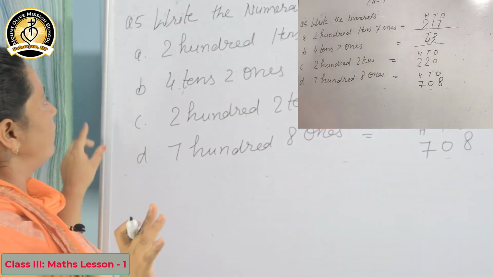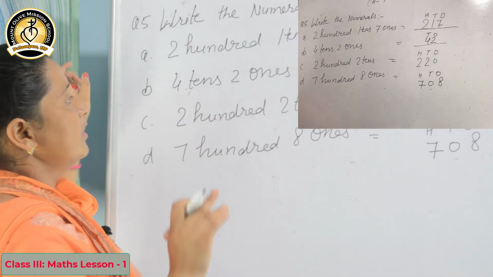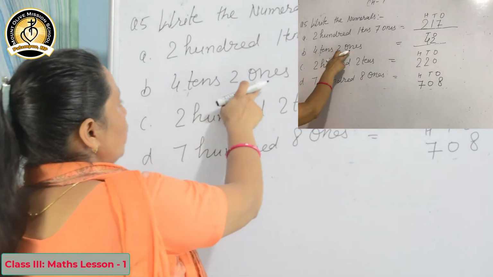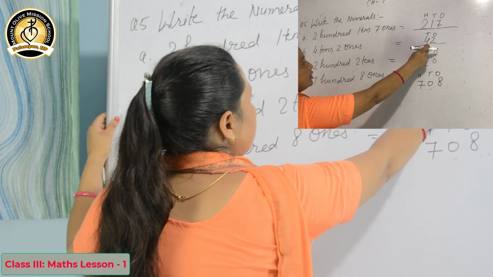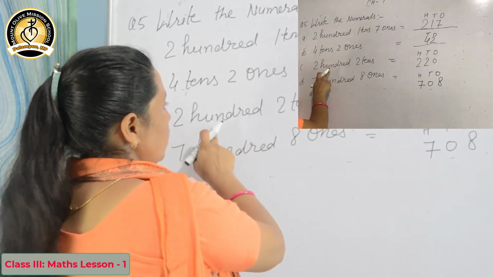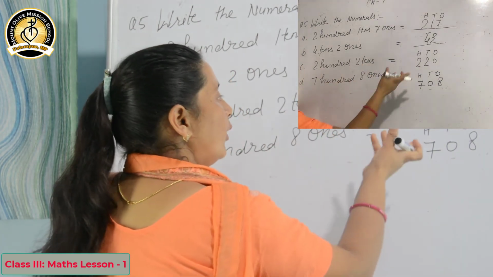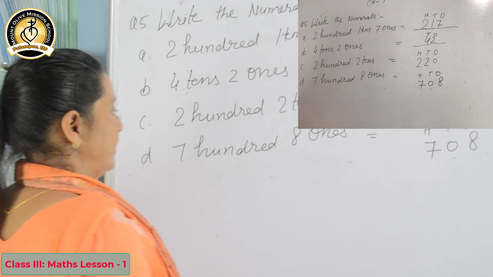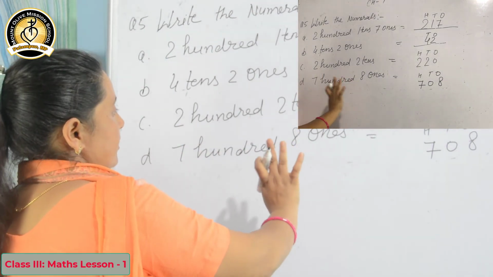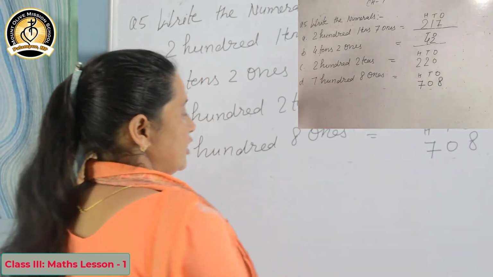So this is the question number 5. First one is 200, 1 tens, 7 ones means 217. 4 tens, 2 ones, 42. 200, 2 tens. 200, 2 tens means 200. 2 tens are कितने होते हैं? 20. So write here 220. Okay. And part D, 700, 8 ones. So 700, 8 ones. Put 0 on tens place. Okay.